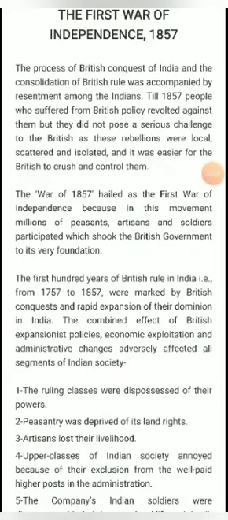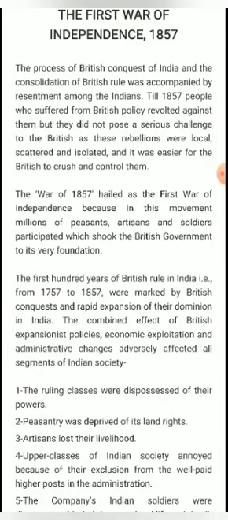The process of British conquest of India and the consolidation of British rule was accompanied by resentment among the Indians. Till 1857, people who suffered from British policy revolted against them, but they did not pose a serious challenge to the British, as these rebellions were local, scattered, and isolated, and it was easier for the Britishers to crush them and to control them.